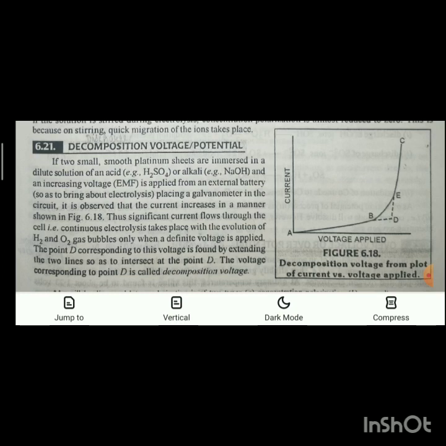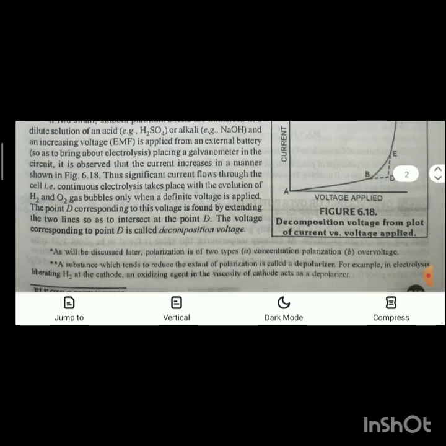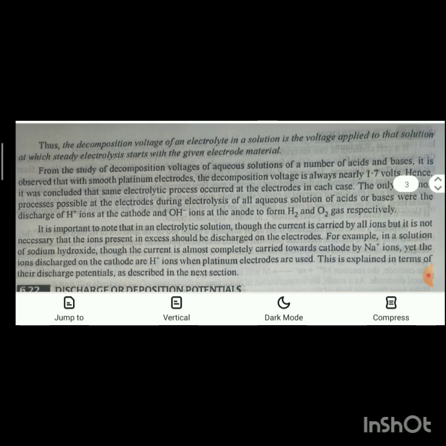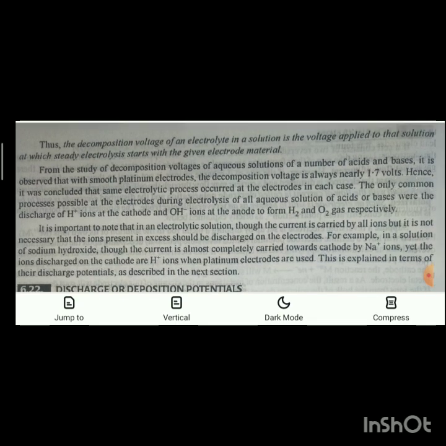The point D corresponding to this voltage is found by extending the two lines so as to intersect at the point D. The voltage corresponding to point D is called the decomposition voltage. Thus, the decomposition voltage of an electrolyte in a solution is the voltage applied to that solution at which steady electrolysis starts with the given electrode material.